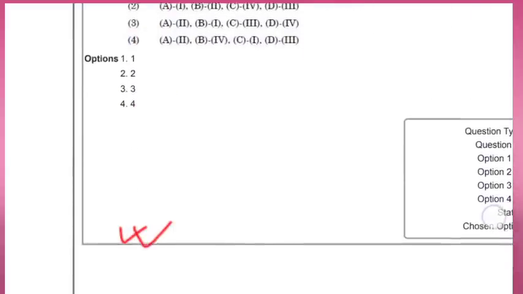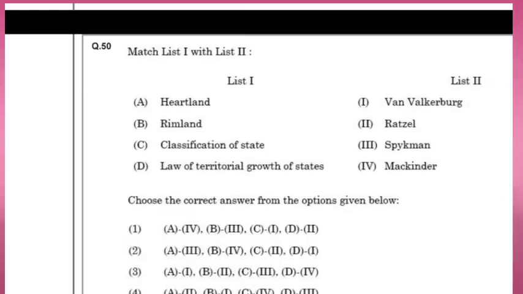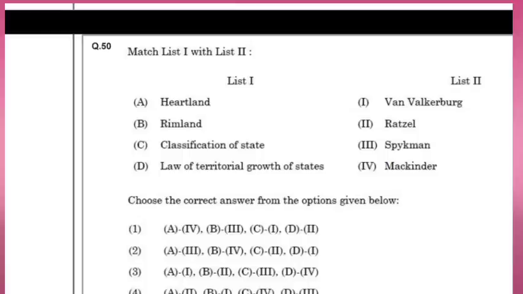And next question: match heartland, rimland, classification of state, and law of terrestrial growth of state. Heartland is McIntyre, rimland is Spykman, classification of state is van Valkenburg, and law of terrestrial growth of state is Ratzel. Option 1 is the correct match. Option 1 is the correct answer.